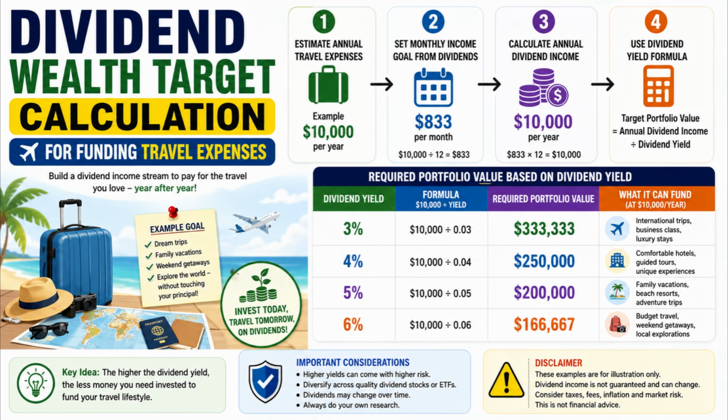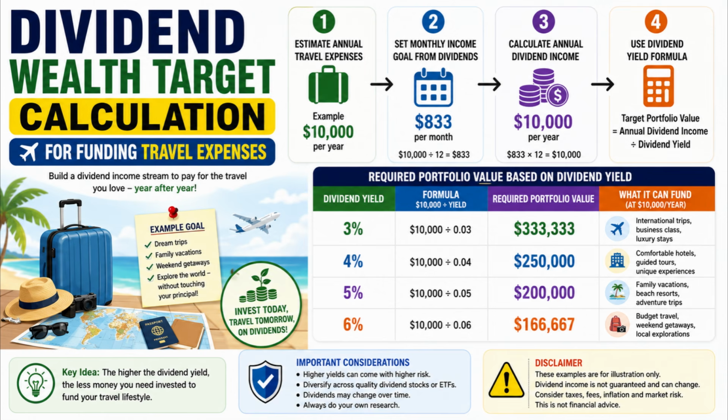Next, if the dividend yield is 5%, then $10,000 divided by 0.05 equals $200,000. This may help fund family vacations, beach resorts, and adventure trips. Likewise, if the dividend yield is 6%, then $10,000 divided by 0.06 equals about $166,667, which could support budget travel, weekend getaways, or local explorations.